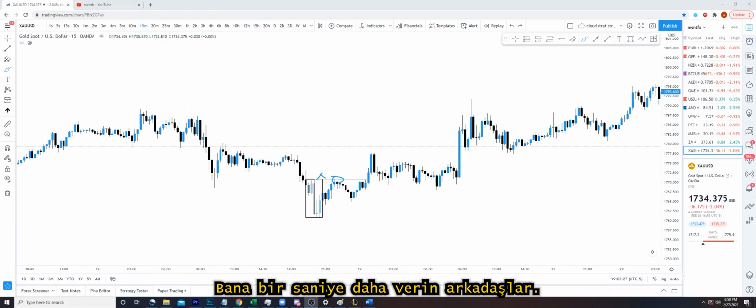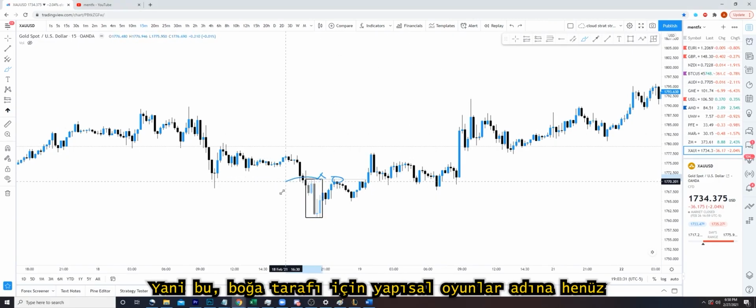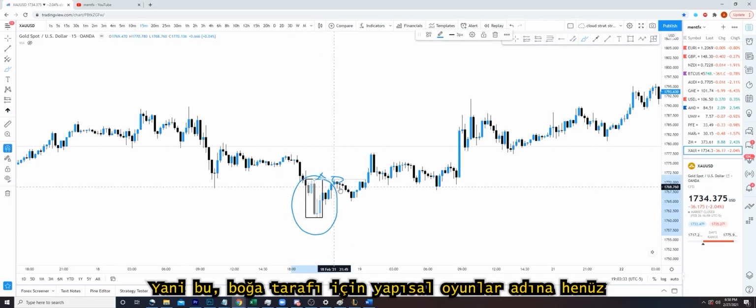Give me another second, guys. Sorry guys, I got another call. So as you can see, this did not wick above it. So this is not a valid MentorFX block just yet for structural plays to the bullish side.